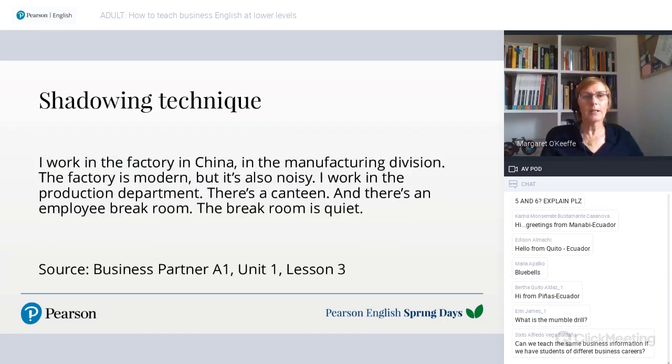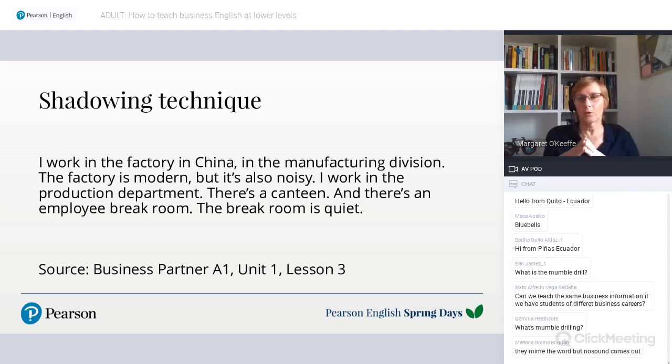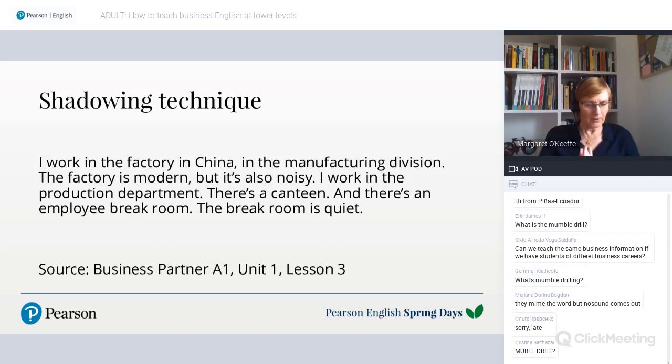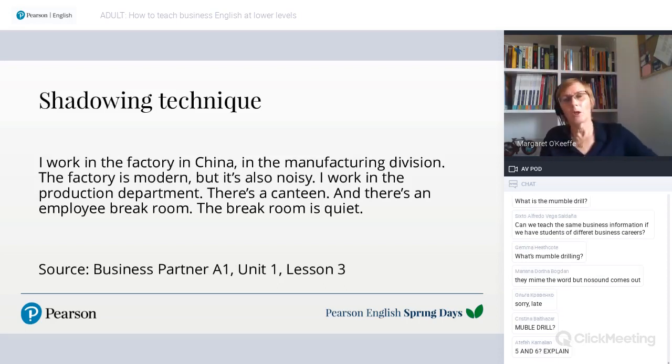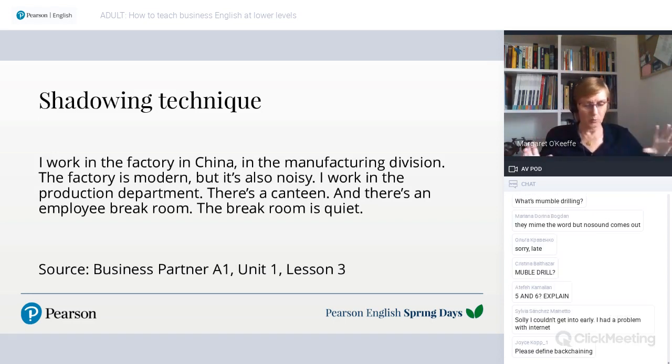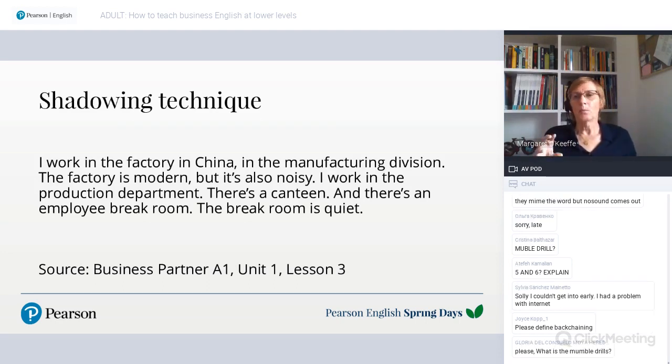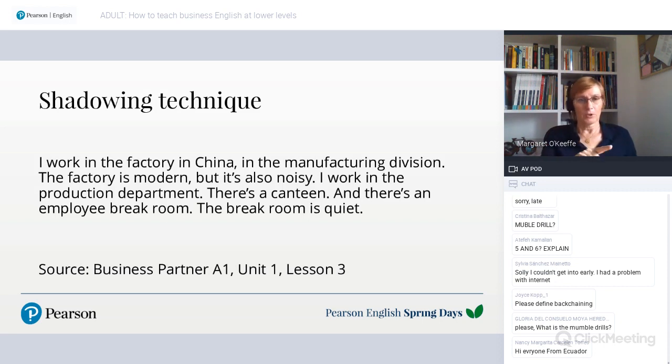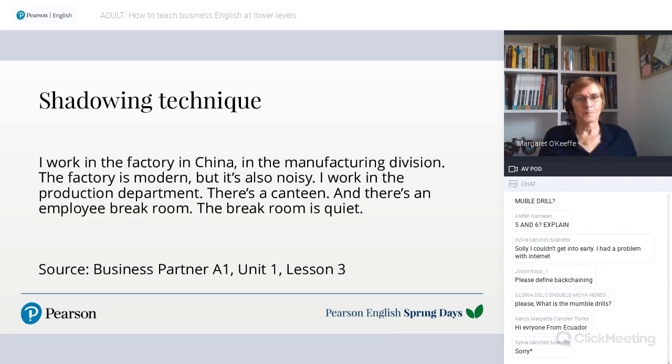Okay, so to carry on then, let's look at another technique, which is the shadowing technique. I'm going to give you an example of that for those who don't know how this works. Again, very, very powerful for low-level students to give them lots of speaking fluency practice. It's great for pronunciation, word stress, intonation, and rhythm. So again, this is minimum preparation for a teacher, because you just take a small monologue or part of a monologue from the audio in the course book. This is from A1 Unit 1 Lesson 3.